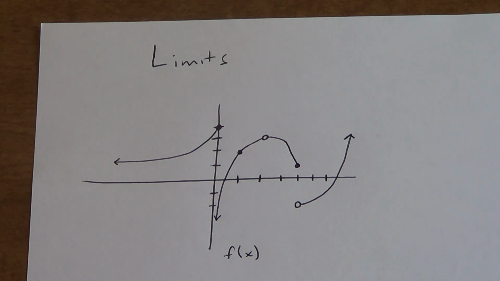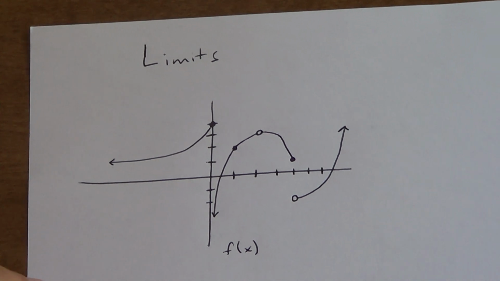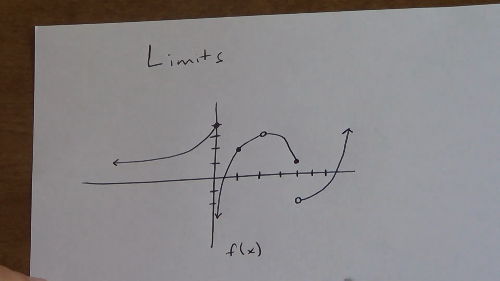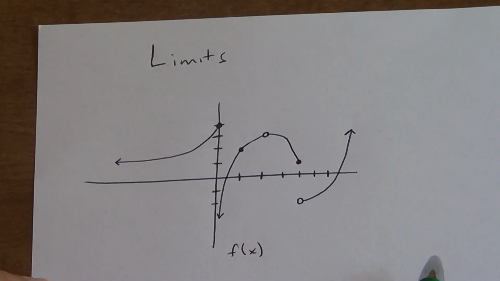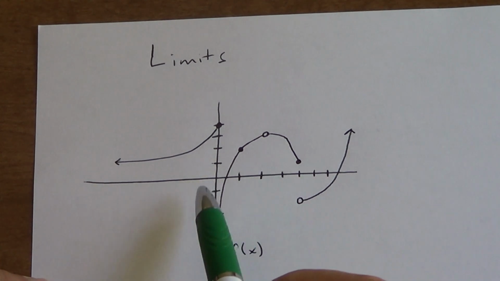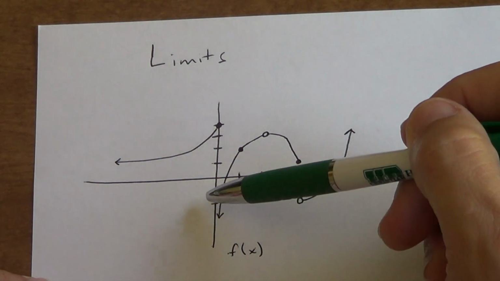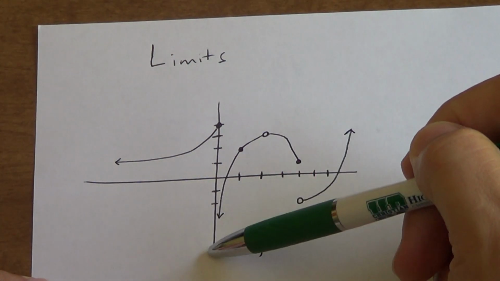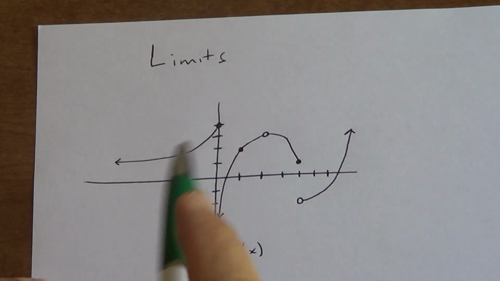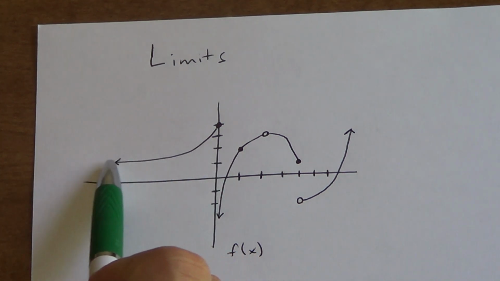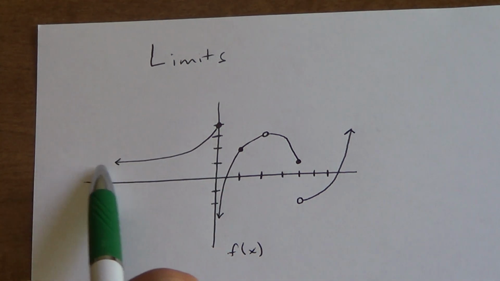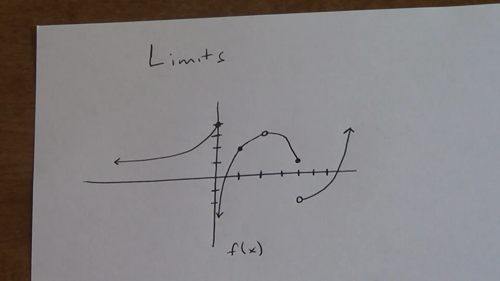So let's just take a look at what we're talking about when we talk about limits on a graph. This is some piecewise function, we'll just call it f of x, and I've got a couple points here, a couple holes, a couple jumps. This is a vertical asymptote right here, okay, and here we have a horizontal asymptote, I didn't really draw it in there, but we'll say it's at y equals 1.